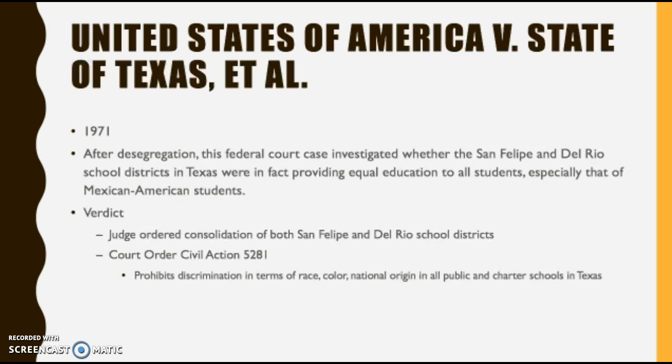So now we're going to jump to 1971, and this is a court case. It's United States of America versus the State of Texas. This is obviously after desegregation. However, just because segregation came to an end doesn't mean that schools and people weren't trying to find ways around that. This federal court case investigated whether the San Felipe and Del Rio school districts within Texas were in fact providing equal education to all students, especially Mexican American students. And what the court found was that they were not.